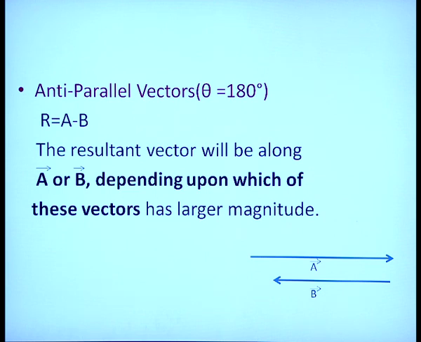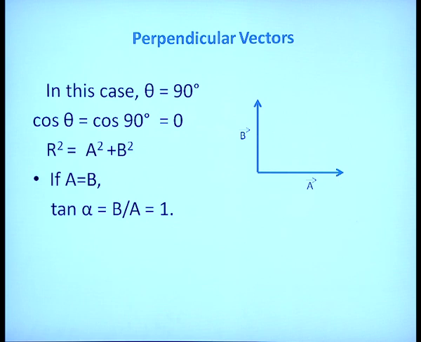In this case, vector A has larger magnitude, hence the resultant will be in the direction of A and the magnitude will be A minus B. In case of perpendicular vectors, the angle between the two vectors will be 90 degree. That means theta equal to 90 degree. As you can see in figure, here two vectors A and B and the angle between them is 90 degree.